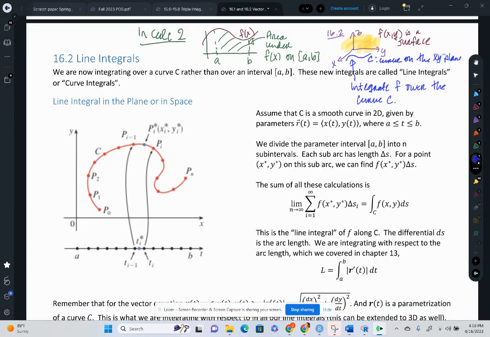And so that's actually quite similar to what we were doing in Calculus 2, except now we have this three-dimensional surface. We're just going to fix that surface so that it's only over the curve, not over all xy values, but only the xy values that are on that curve C.